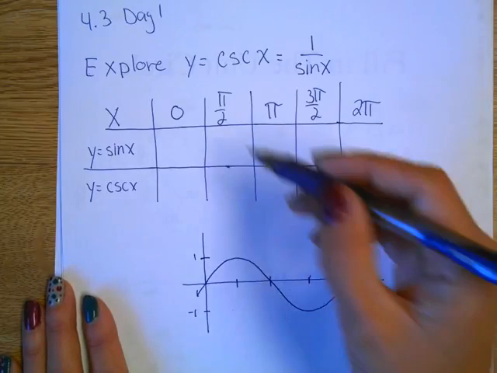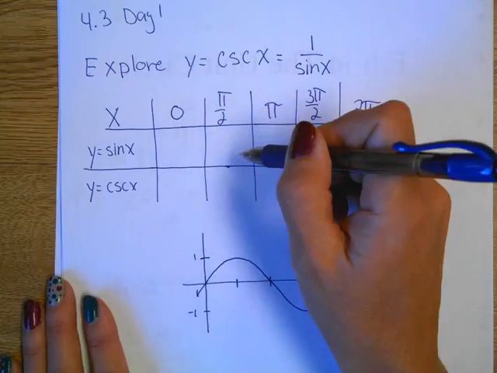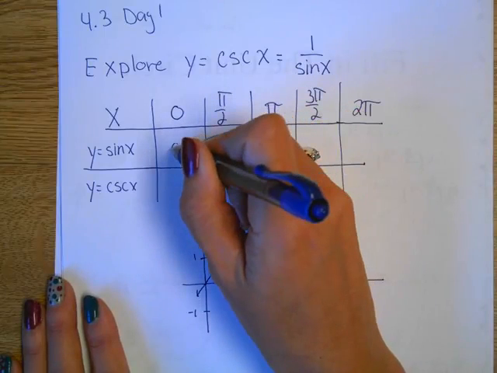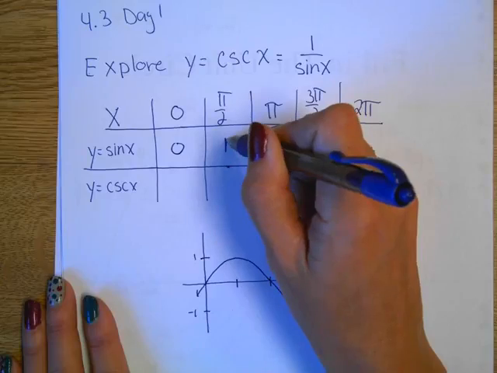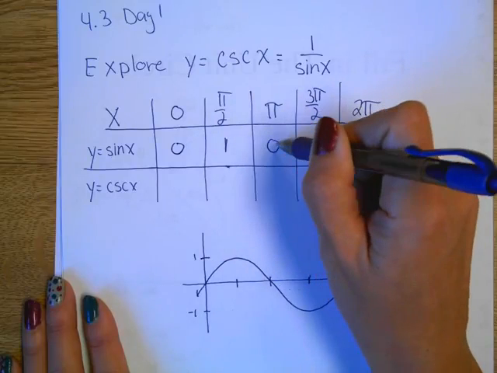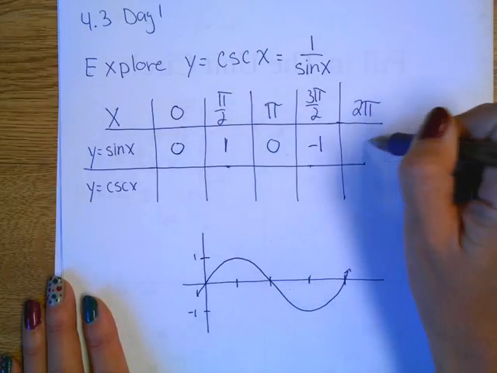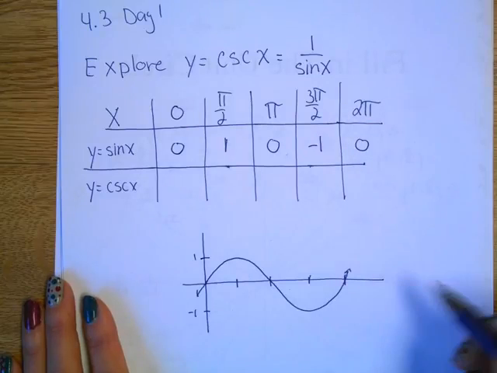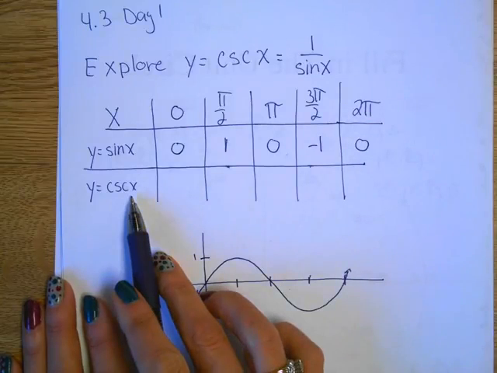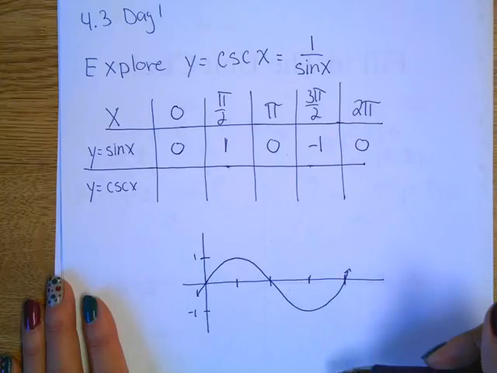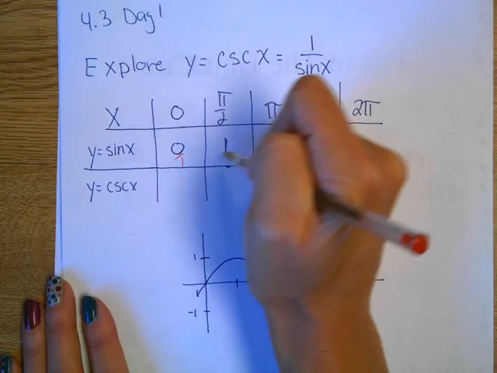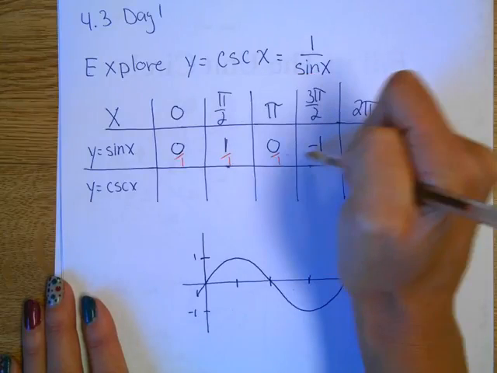All right. What is sine's y value? What's its pattern? X. X. So that's a 0. Max is a 1. X is a 0. Negative 1. X. Okay. To get the corresponding cosecant values, I've got to flip all of these y values over. So I can put them all over 1 so that I can see them and flip them.